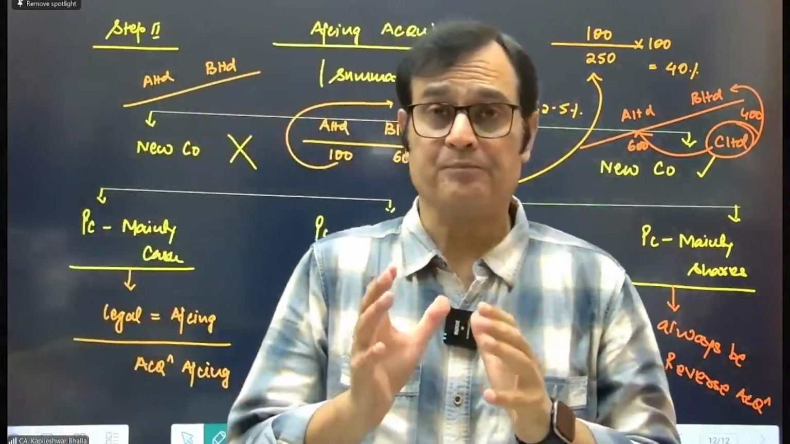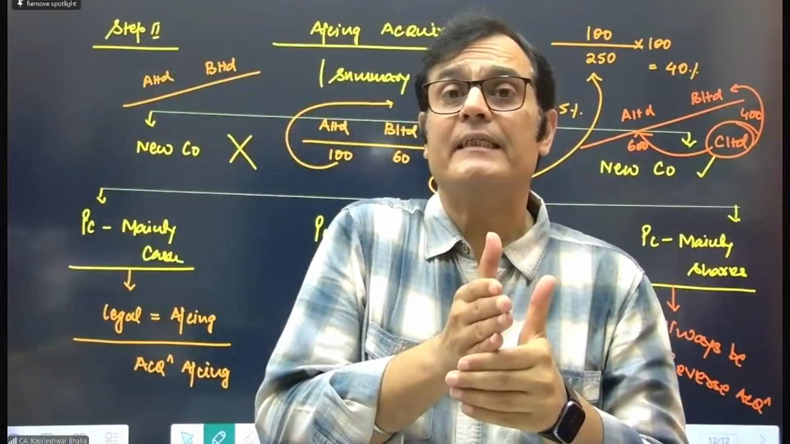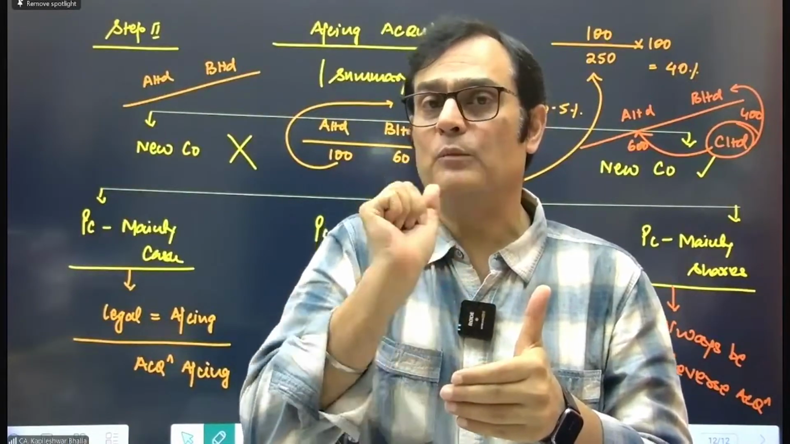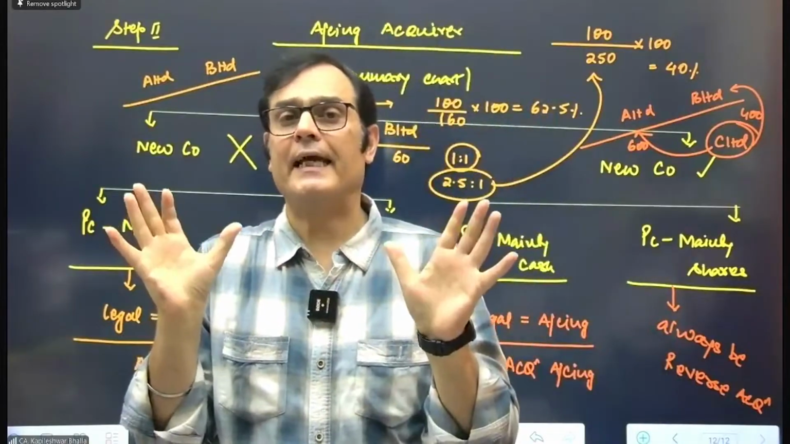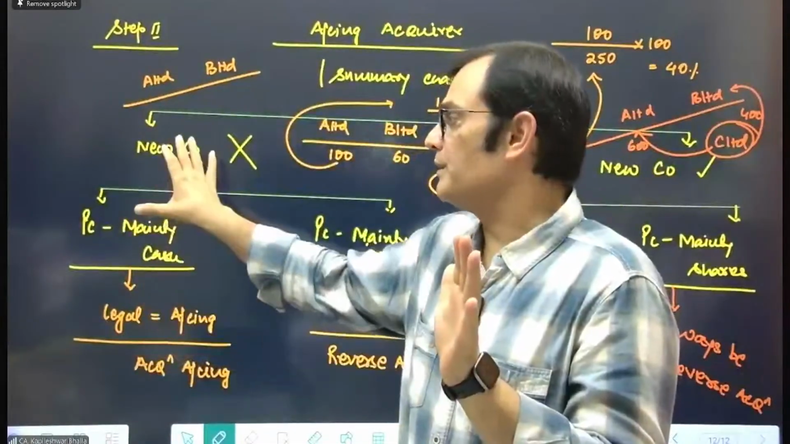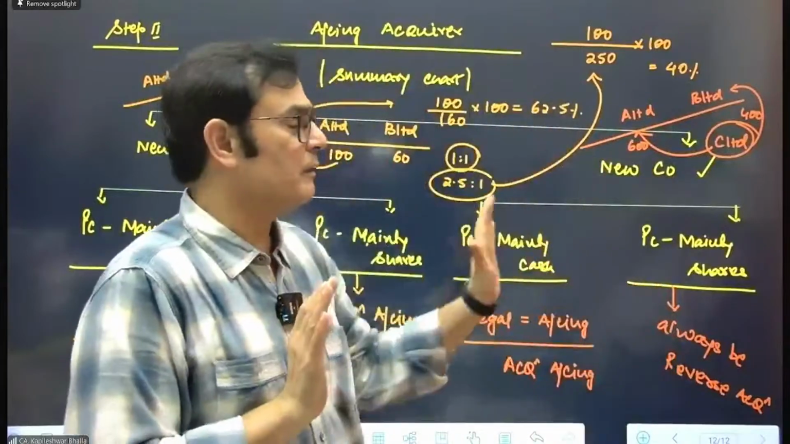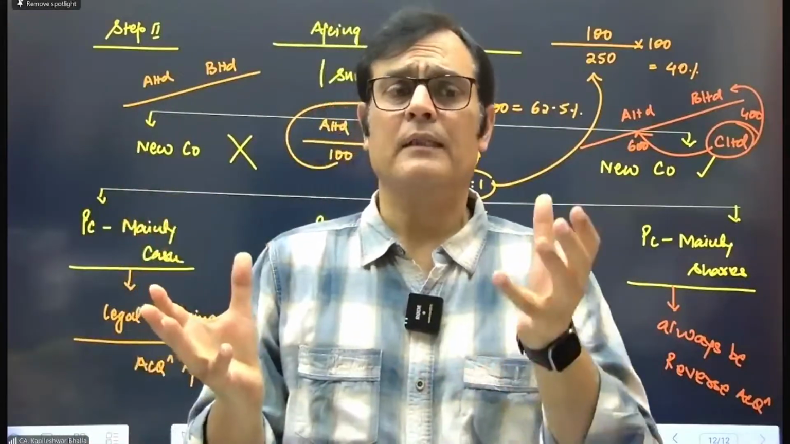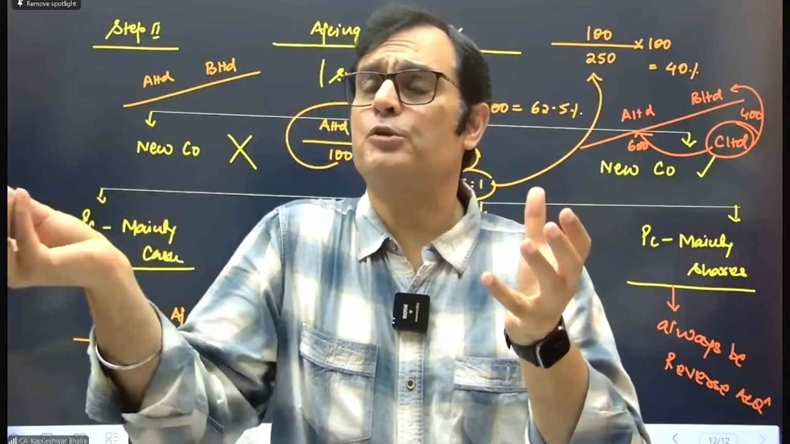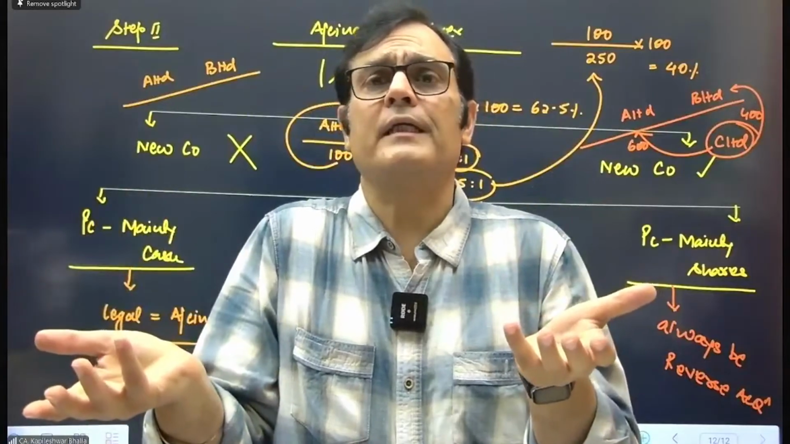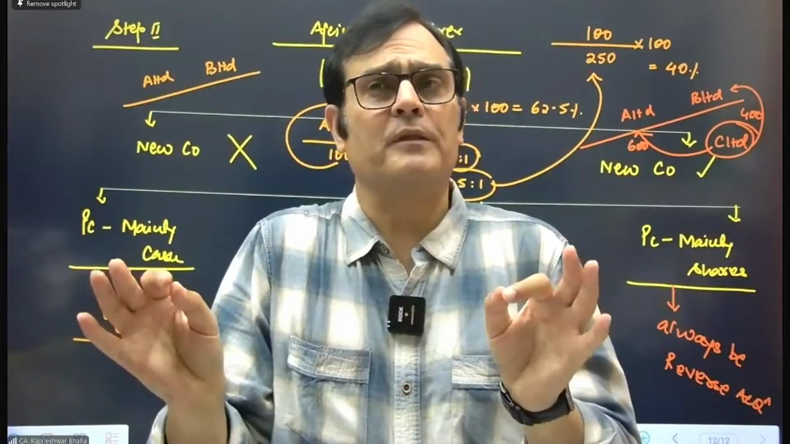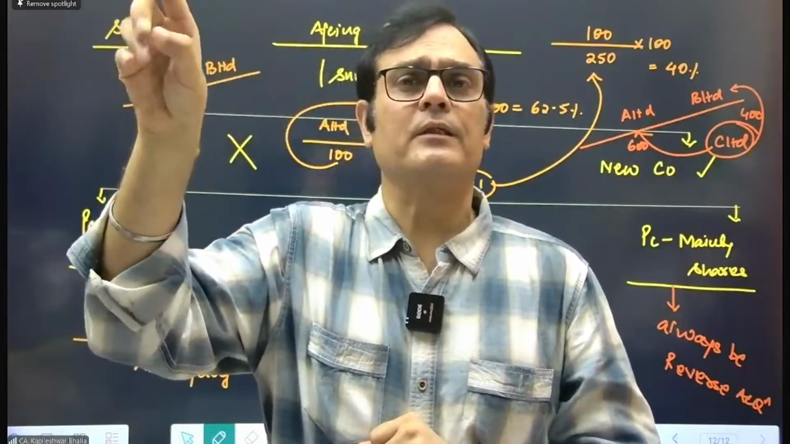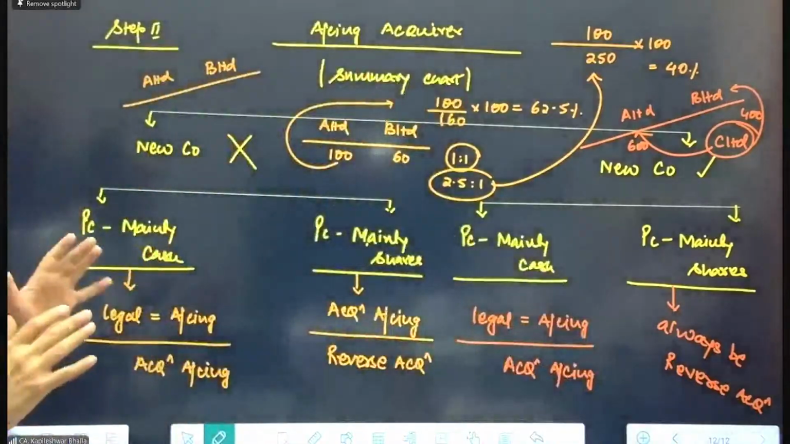So let's see the focus point. If the consideration is mainly in terms of cash, I don't care whether a new company is created or not. Mind the words. If the consideration is mainly in cash, I'm not concerned whether a new company is created or not created. I would say it is always going to be acquisition accounting. And the logic is simple: as an acquirer, if I am going to pay cash to the shareholders of the acquiree, they do not get any shares in my company. So in this particular case, if the consideration is in cash, forget about everything else. New company created or not, undoubtedly it's a case of acquisition accounting.